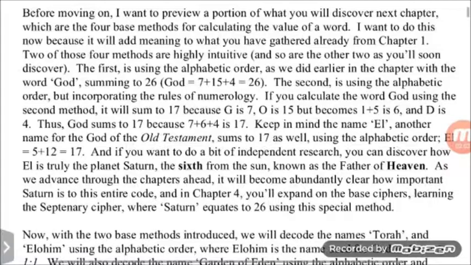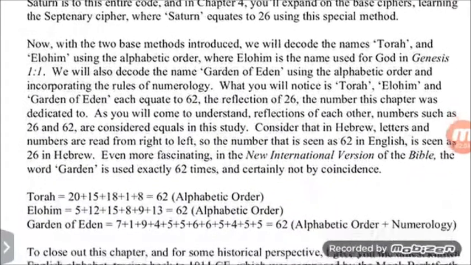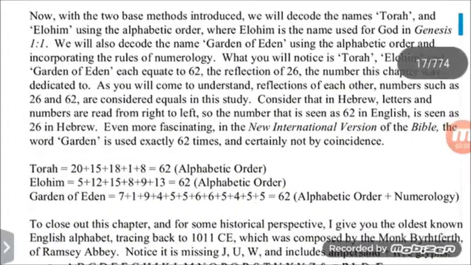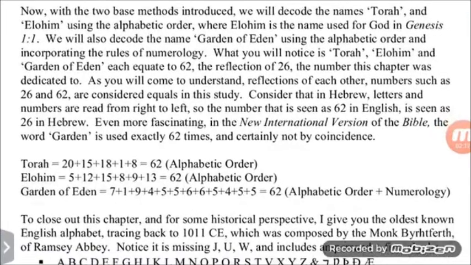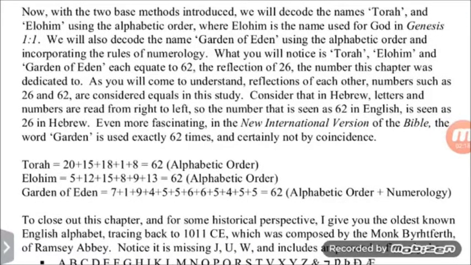Now, with the 2 base methods introduced, we will decode the names Torah and Elohim, using the alphabetic order, where Elohim is the name used for God in Genesis 1:1. We will also decode the name Garden of Eden, using the alphabetic order and incorporating the rules of numerology. What you will notice is Torah, Elohim, and Garden of Eden each equate to 62, the reflection of 26. The number this chapter was dedicated to.